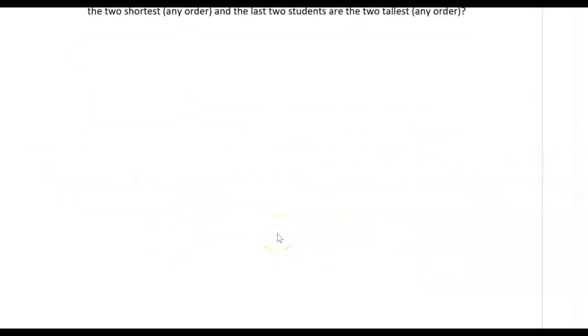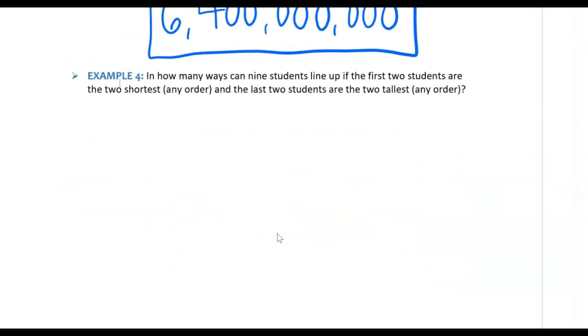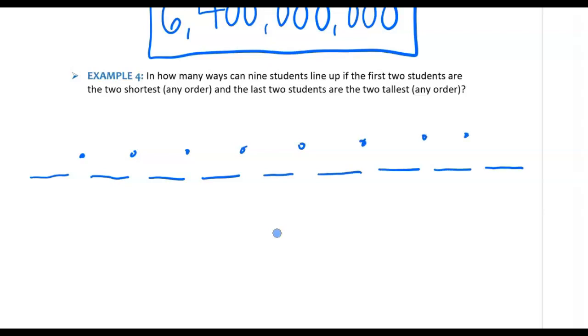Example 4. In how many ways can 9 students line up if the first 2 students are the 2 shortest, any order, and the last 2 students are the 2 tallest, any order? So we have 9 students that are lining up, and the first 2 students and the last 2 students have stipulations. So the first 2 students have to be the 2 shortest, any order.